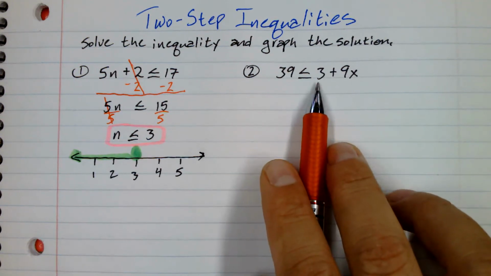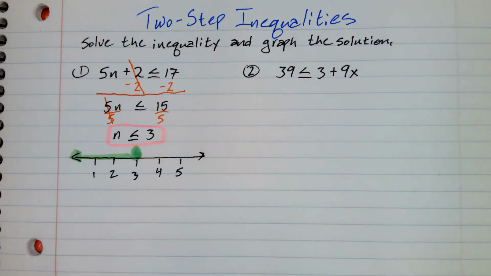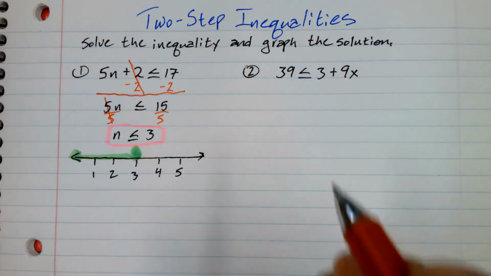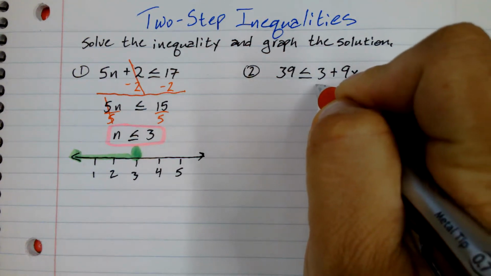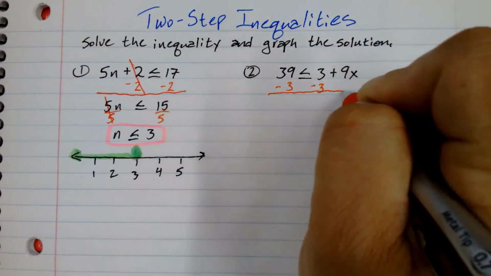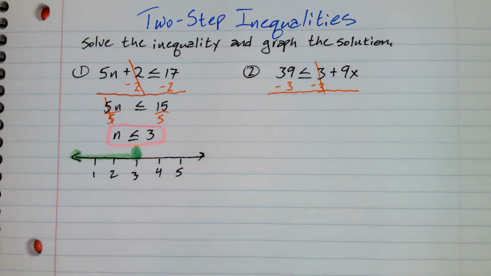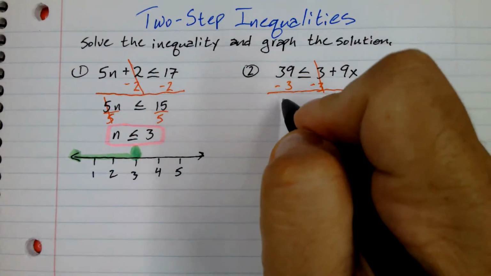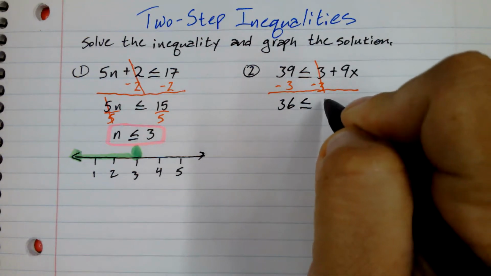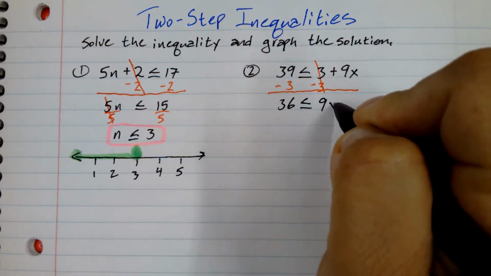Yeah, get rid of the constant first. Remember the rules for solving two-step inequalities or equations. Get rid of the constant first, then divide or multiply. In general, that's what we do, and that's what we're going to do on this one. We'll get rid of this 3 with a negative 3 on both sides of the inequality. So that's 36 is less than or equal to 9 times x.